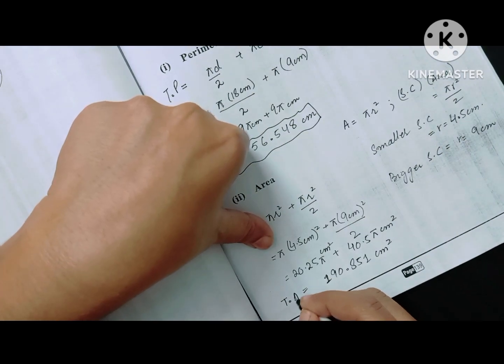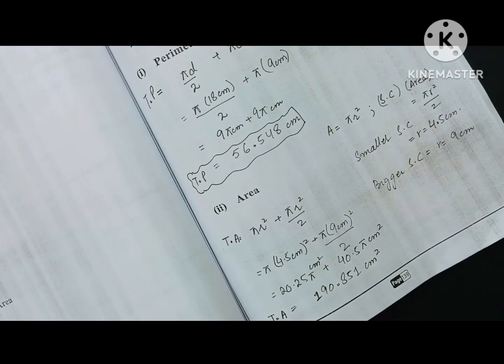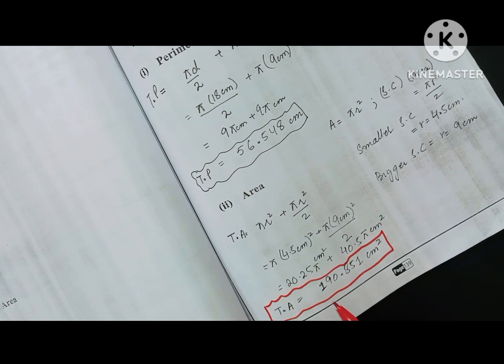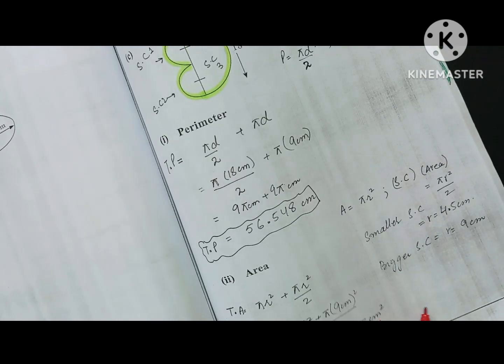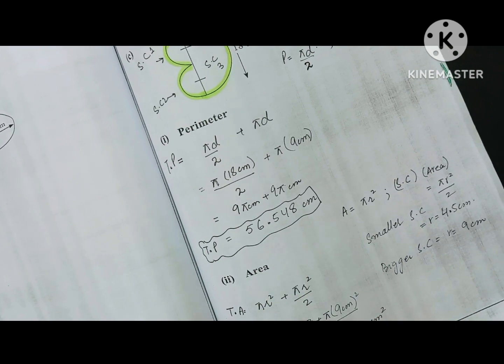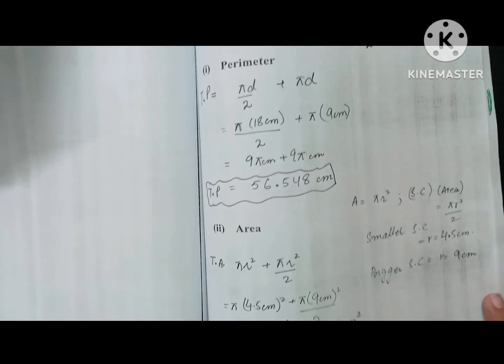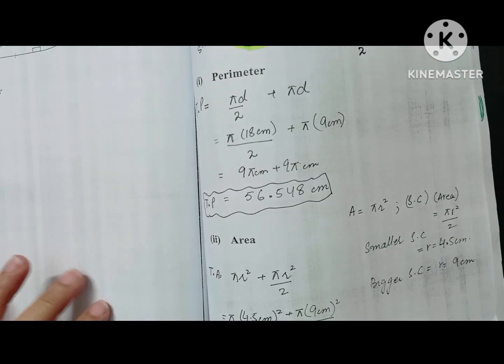For the total area of the given figure, that is 190.851 centimeter square, and for the total perimeter it will be 56.548 centimeter. So these are the two solutions of the given question.